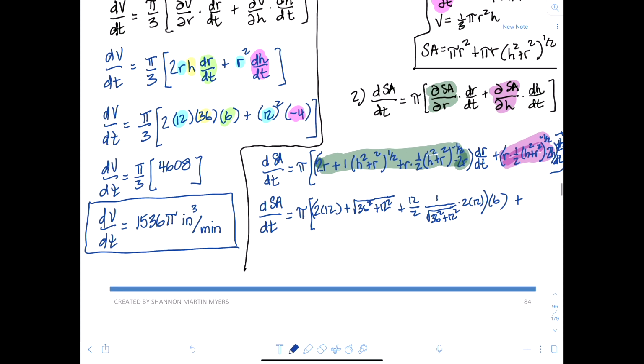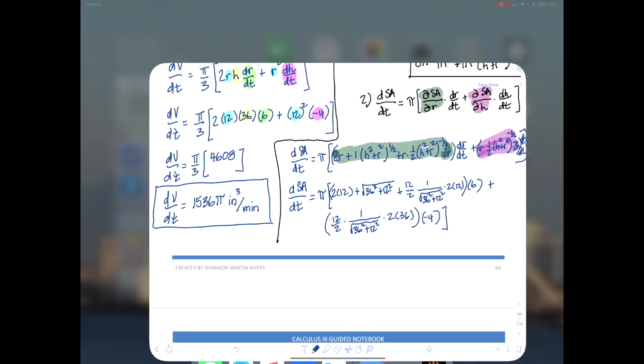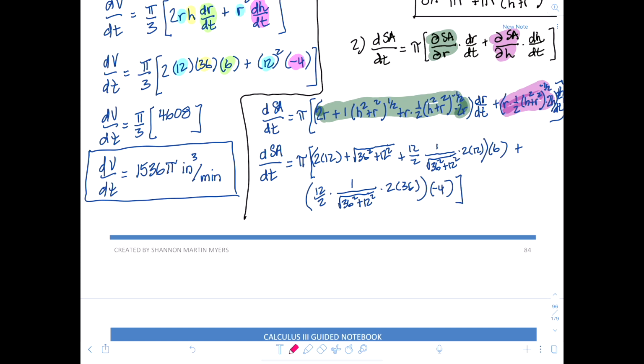Plus, now put the other one below. So r times a half again. So we'll have 12 over 2 times 1 over the square root of 36 squared plus 12 squared, and then times 2 times 36. All of this was times dh/dt, which was -4. All right, so let's see what we end up with here. We can do a little bit of simplification here, I think. Let's do that before we plug it all in. Because these 2's divide out, and then these 2's divide out.